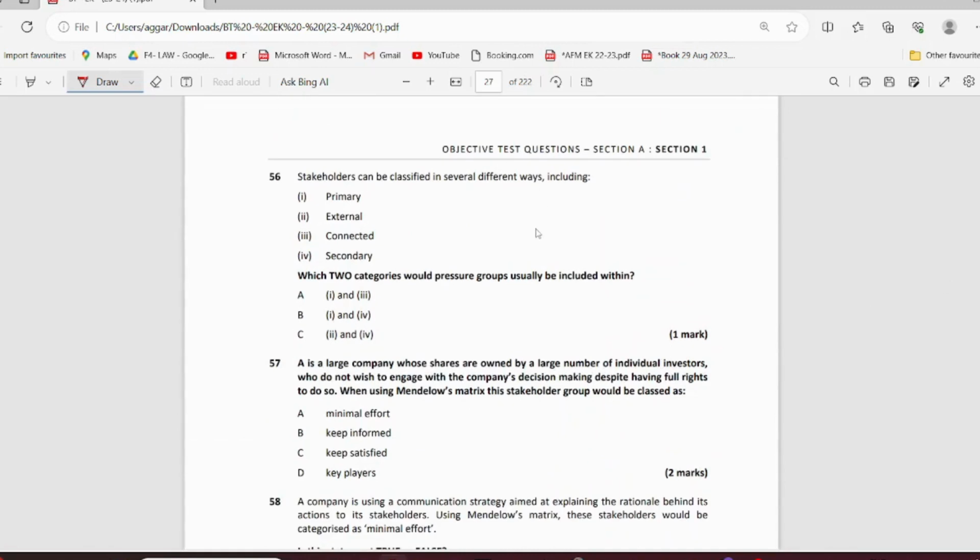Stakeholders can be classified in several different types, as I just mentioned, including primary, external, connected, secondary. Which two categories would pressure groups fall into? Now, pressure groups I just now explained. I hope it is clear to you that pressure groups are obviously external. They're not primary to you. They are not just the immediate ones. Pressure groups can mainly be your NGOs or a community of people, and of course they are secondary, they're not primary to you. So that is the reason C is correct.